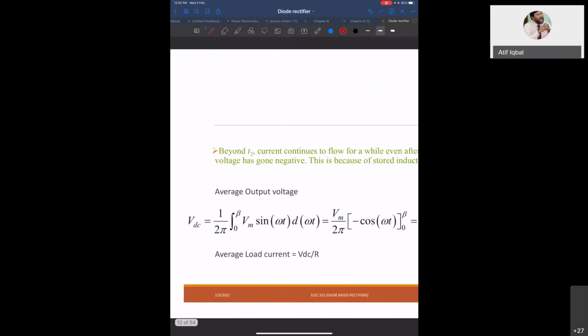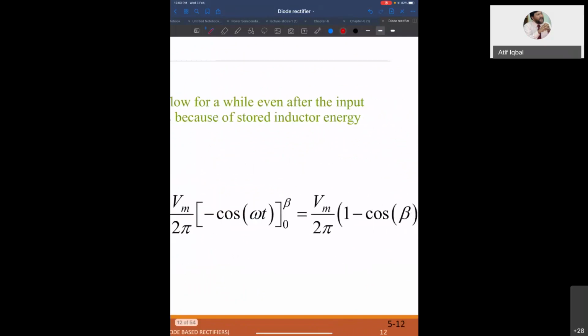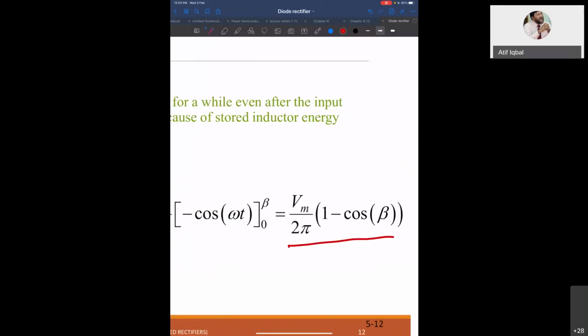Now let us see what is the average output voltage. So average output voltage is now 1 upon 2 pi, which is the total period. Before it was 0 to pi, but now it will be 0 to beta. 0 to beta, Vm sin omega t d omega t. So what you get is this equation. This is your average output voltage.